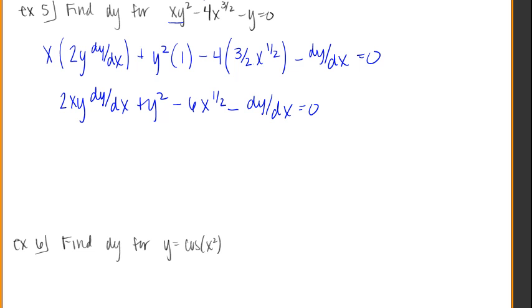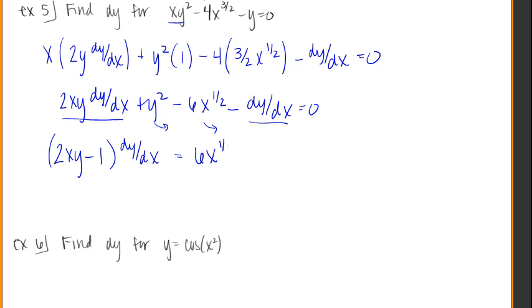And then since we have dy/dx in two terms, let's bring those terms together and factor out the dy/dx. So we'll get (2xy minus 1) dy/dx. And then if I move those other two terms over, because I'm eventually going to want to get dy by itself, there'll be a positive 6x to the 1/2 and a negative y squared.